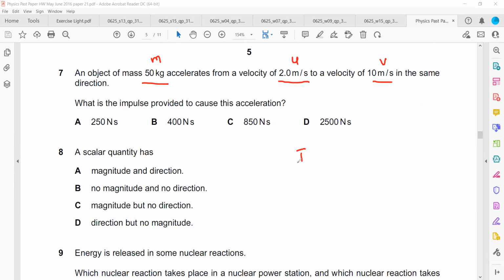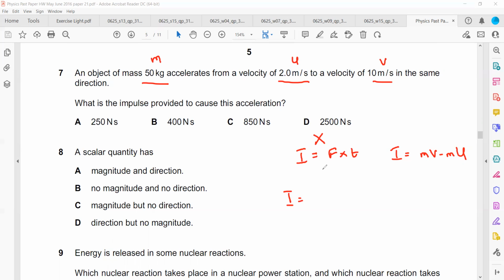There are two formulas to calculate impulse. One is force multiplied by time. Another one is impulse is final momentum minus initial momentum, mv minus mu. We cannot use the first formula as we don't know the force and the time. So we can use the second formula. So impulse is equal to mv minus mu.